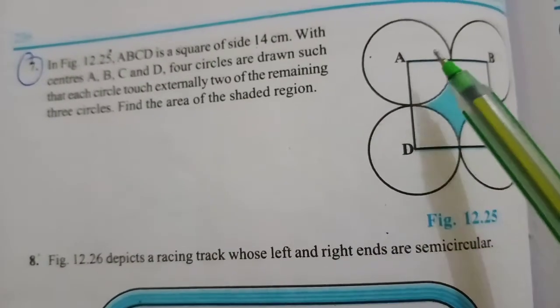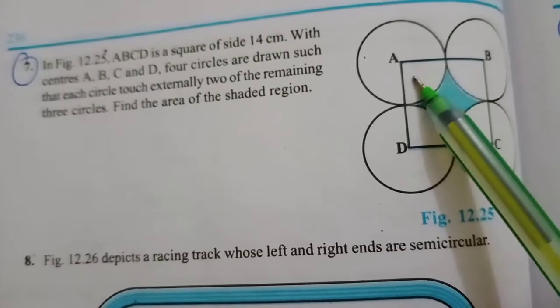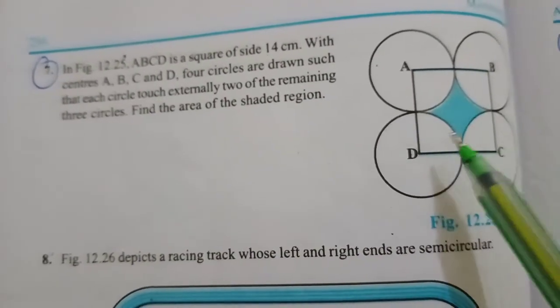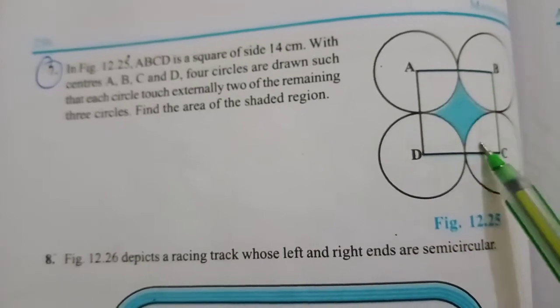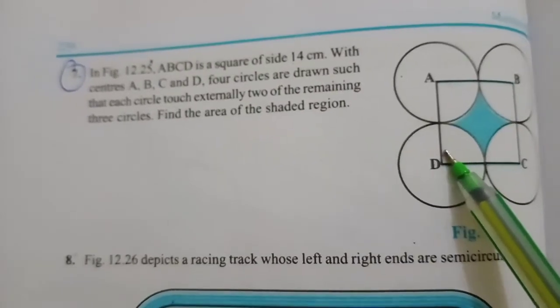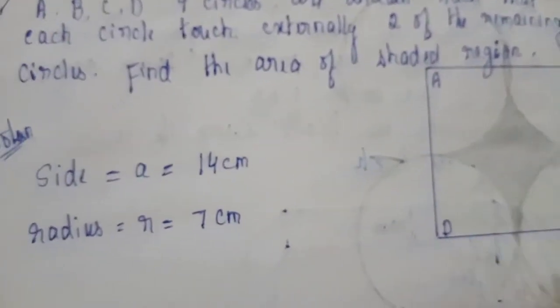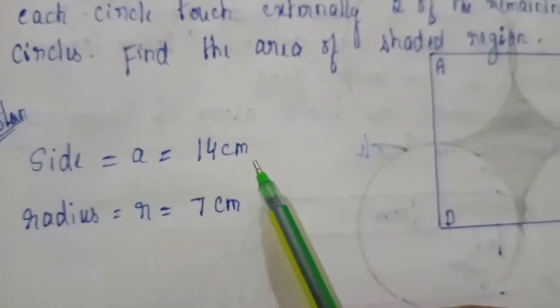Why is it a quadrant? Because you know that each angle in a square is 90 degrees. Therefore, they become quadrants. The 4 quadrants become what? One circle. Now let us start. So what is given here? Write the given part. Given, you know that side A is 14 centimeter.